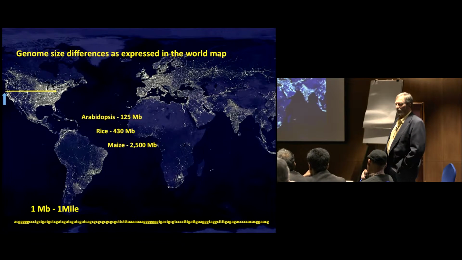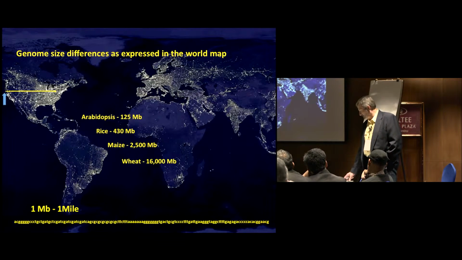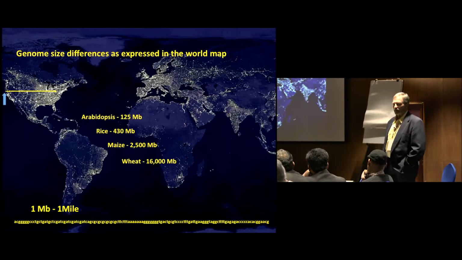All the way across? Halfway? For wheat, 16,000 megabases.